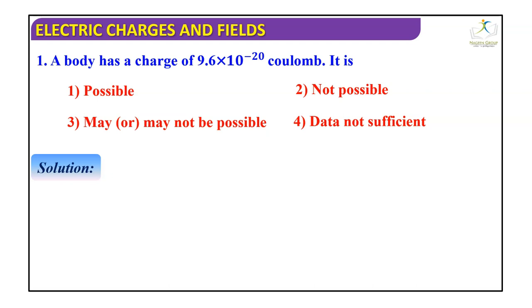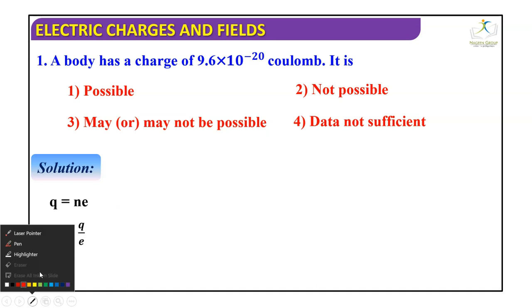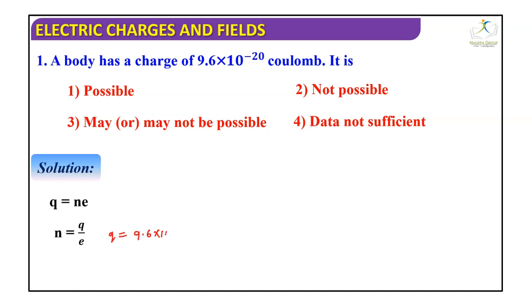So, we know that Q is equals to NE. We have N is equals to Q by E. If I am just taking the body charge 9.6 × 10^-20, and E, which is 1.6 × 10^-19, so the answer will come N is equals to 96 by 16 into 10^-1.